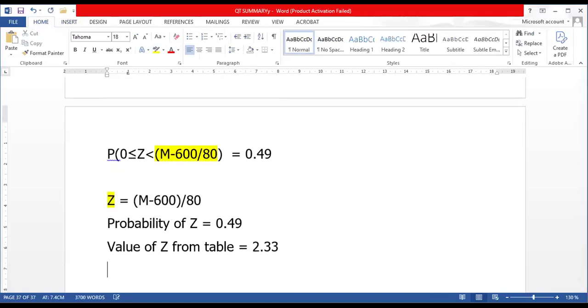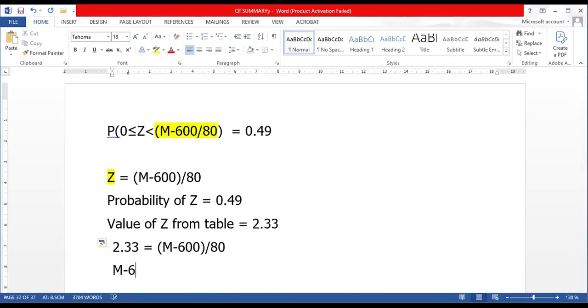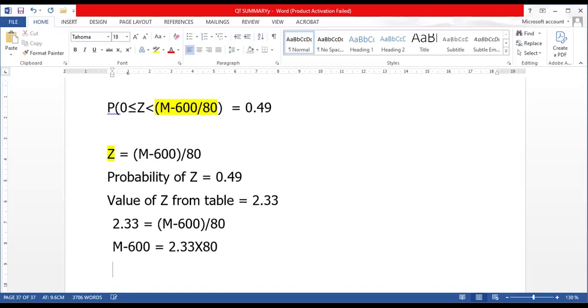So from this, where there is Z, put 2.33. So what will be your M? Someone tell me. My M minus 600 will be equal to 2.33 times 80. My M will be equal to, remember this 80 is the denominator, your standard deviation.